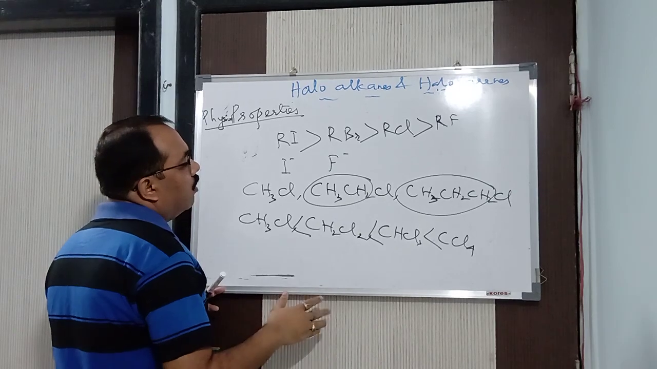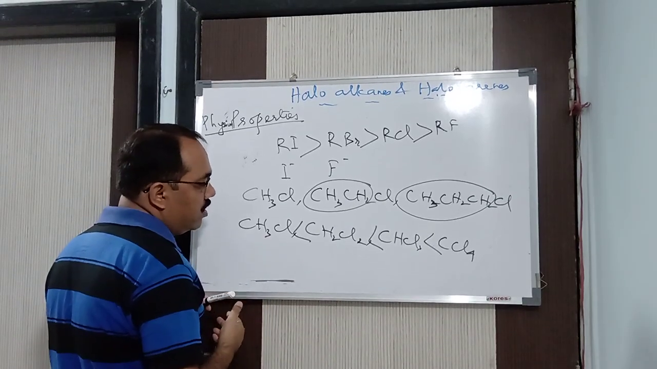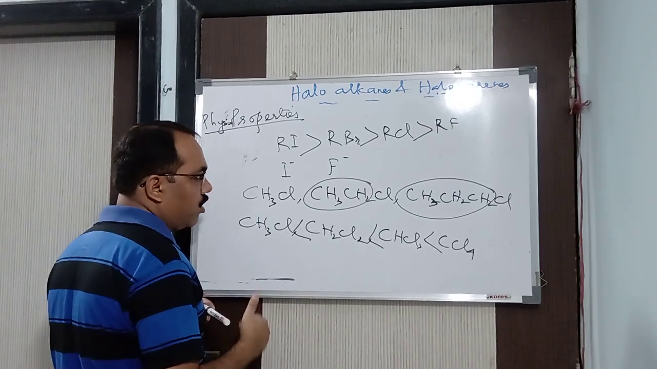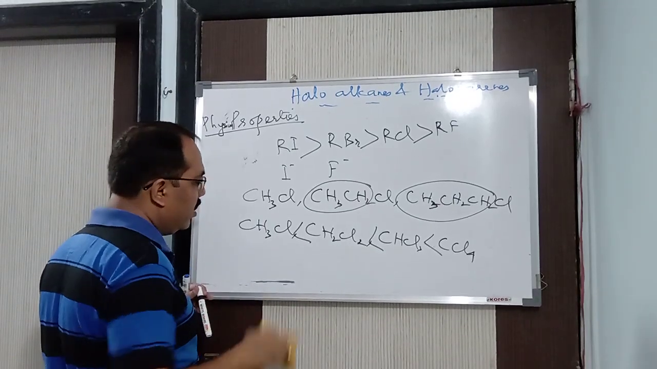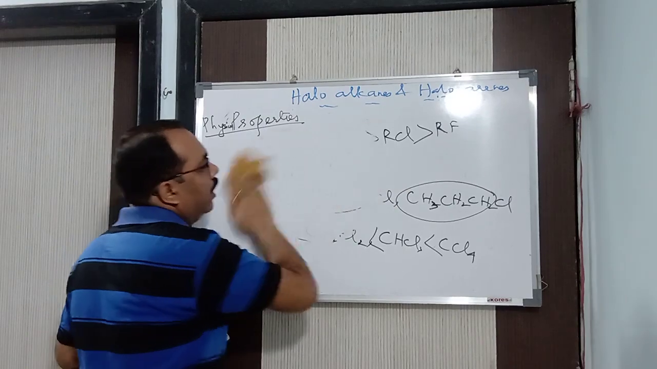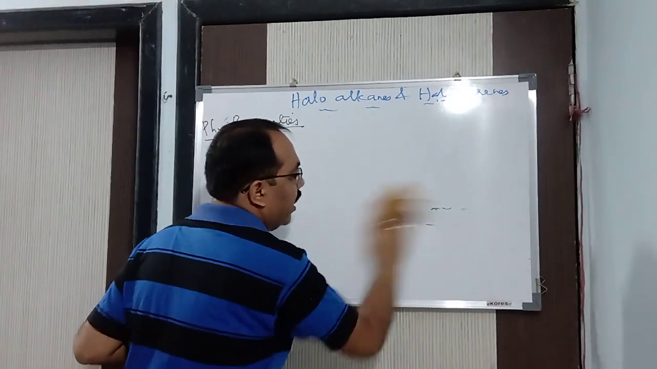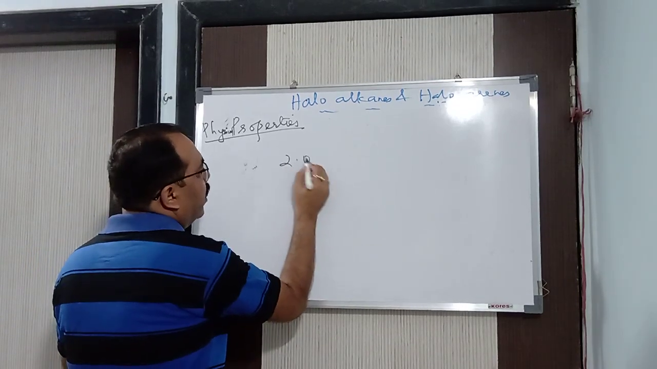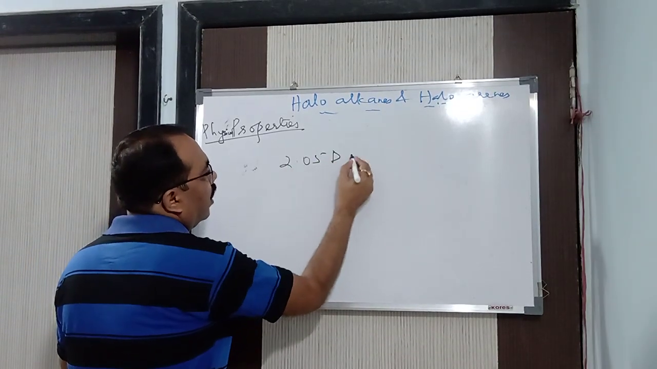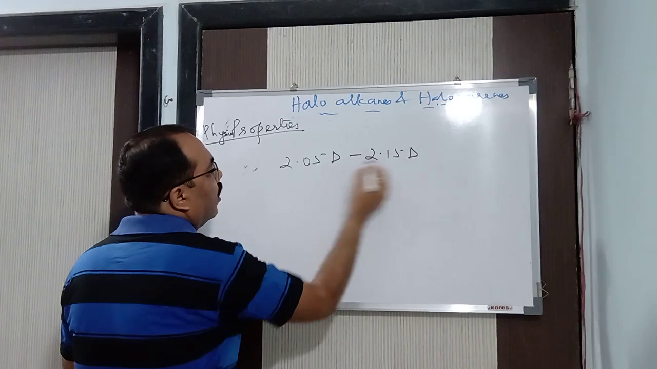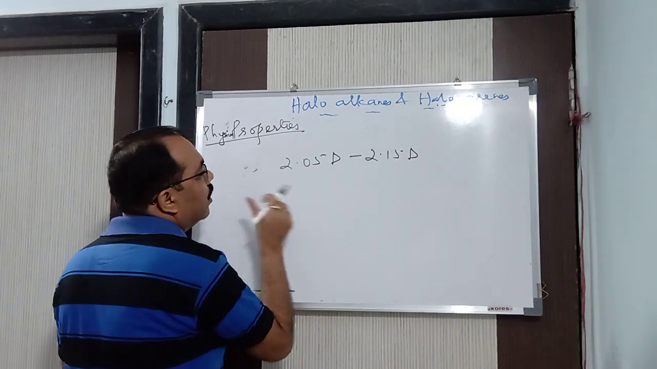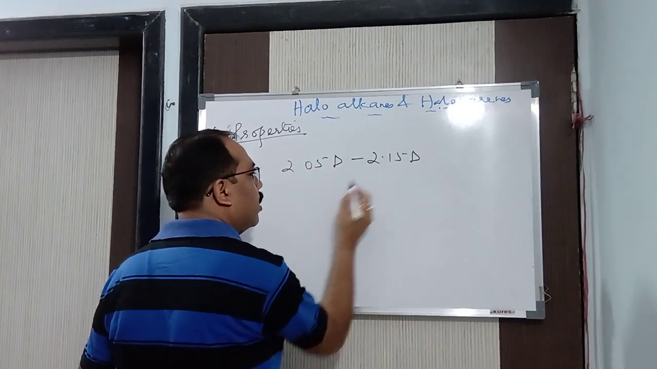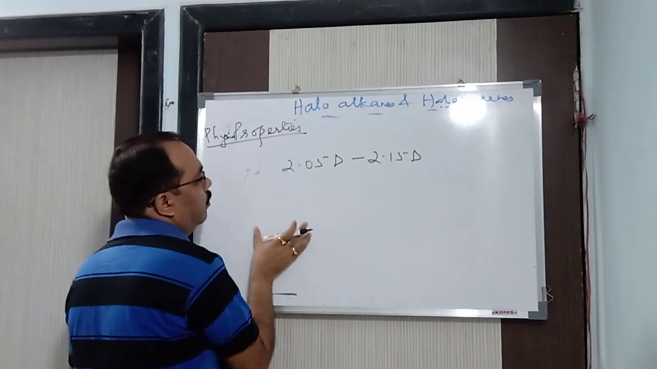Now after that, let us see the solubility. If you see the dipole moment, alkyl halides have a very high dipole moment. Generally, the dipole moment ranges from 2.05 D to 2.15 D, which is quite high. So it should be highly polar, correct? So it should be highly soluble? No, it is less soluble.